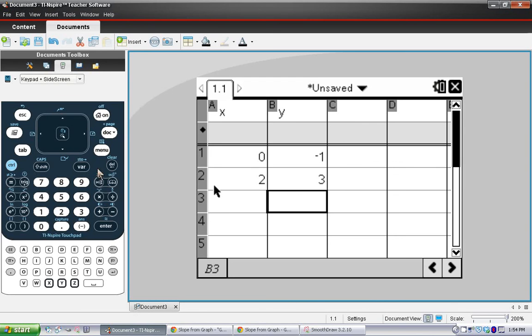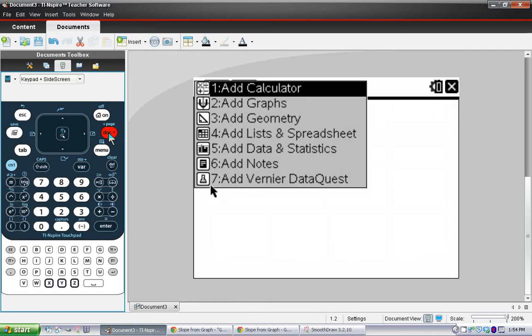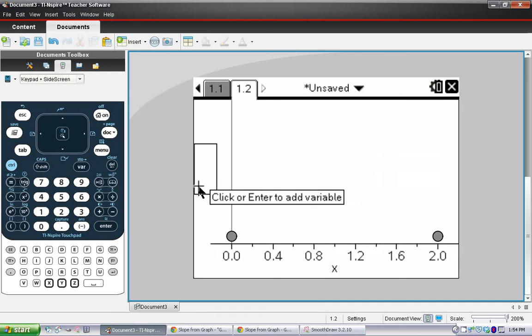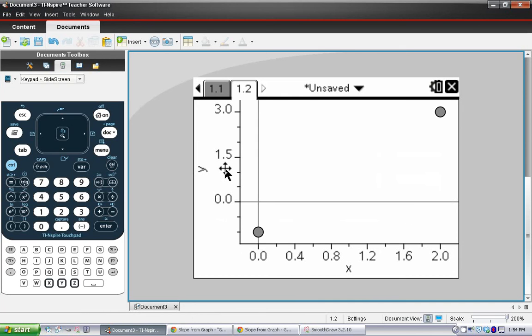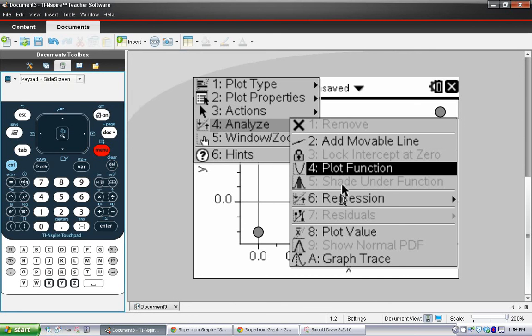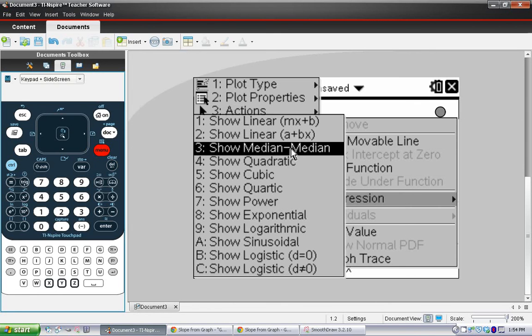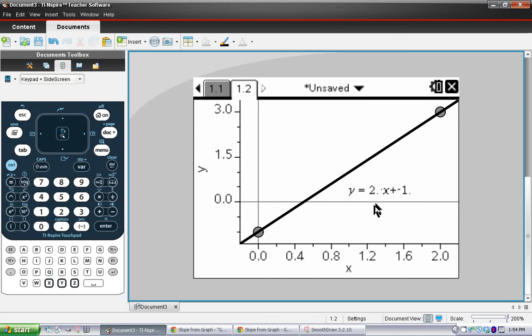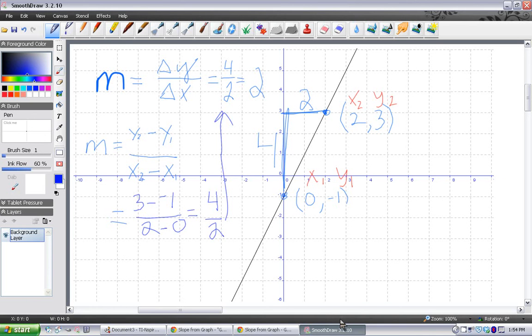Remember, you hit Control Doc to add a new page. We wanted to add a Data and Statistics. We change this one to our x-axis, this one to our y-axis. It's already looking a lot like what we had. We do Menu, Analyze, Regression, Linear mx plus b, knowing that m, the coefficient of x, will be our slope, which gives us 2, the same thing we had the whole time here. So those are several ways to find the slope from a graph.